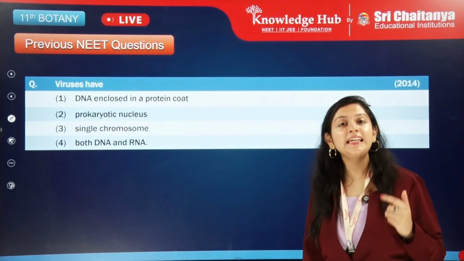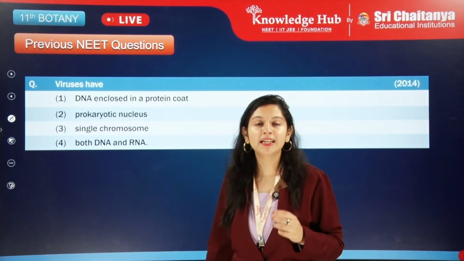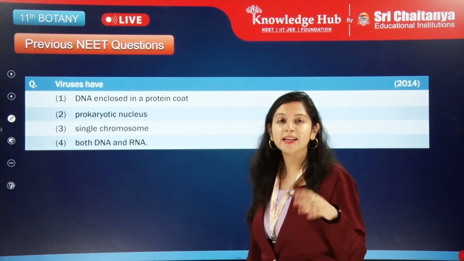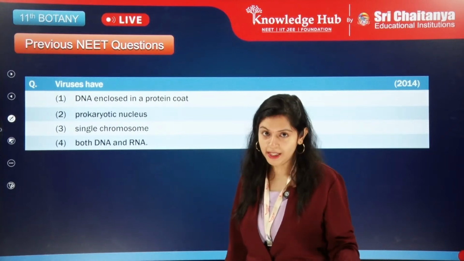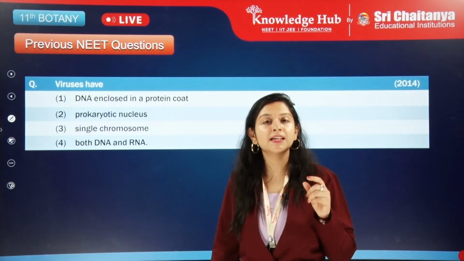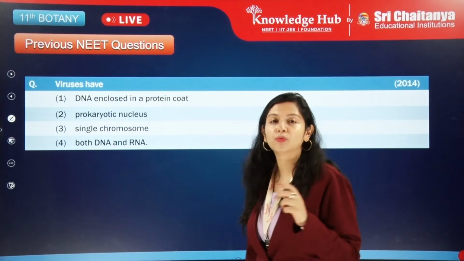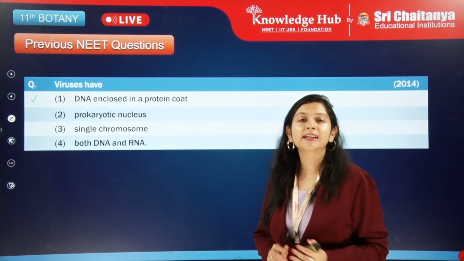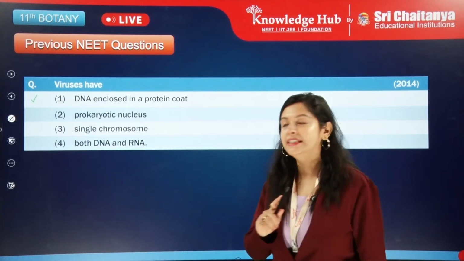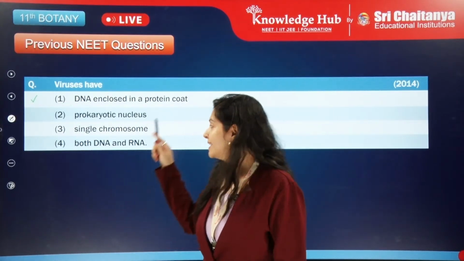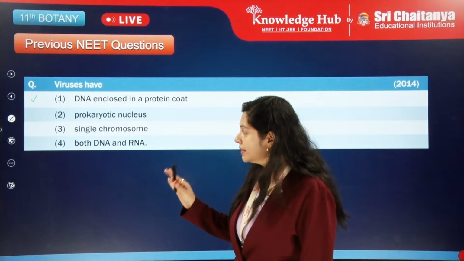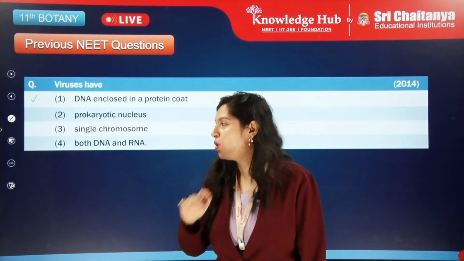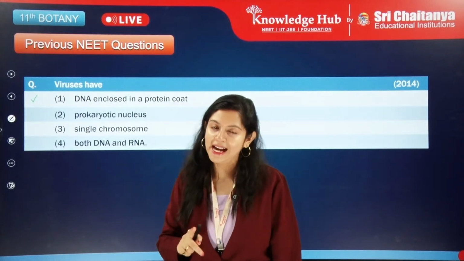Viruses have DNA enclosed in a protein coat. Is it true? Next, they have a prokaryotic nucleus. Next, they have a single chromosome, and they have both DNA and RNA, which is true. So this is correct, that the viruses do have DNA enclosed in a protein coat. The rest of the things are false. They don't have a prokaryotic nucleus, they don't have a single chromosome, and they don't have both DNA and RNA.